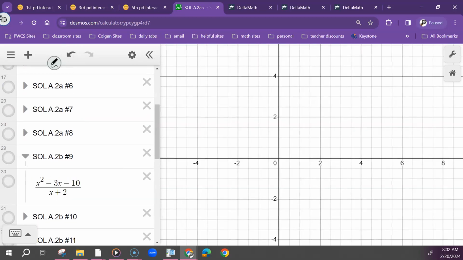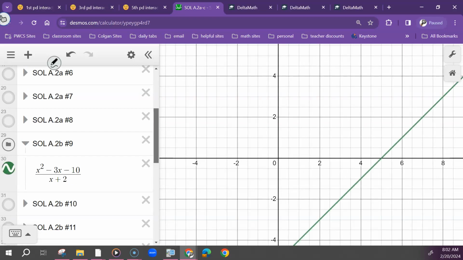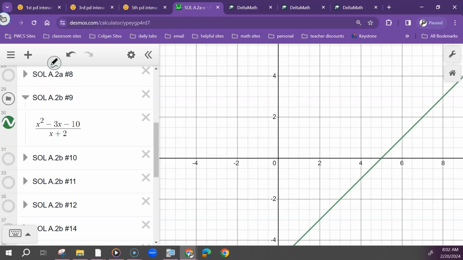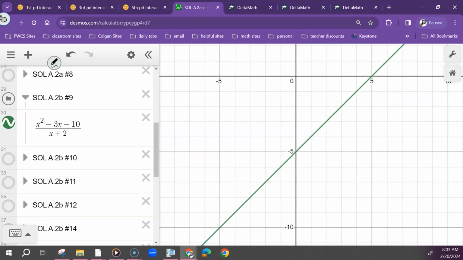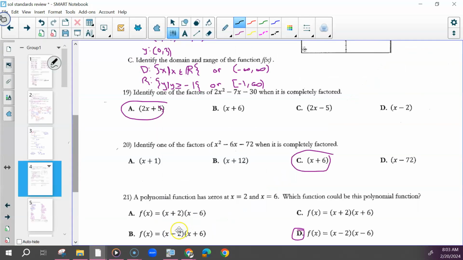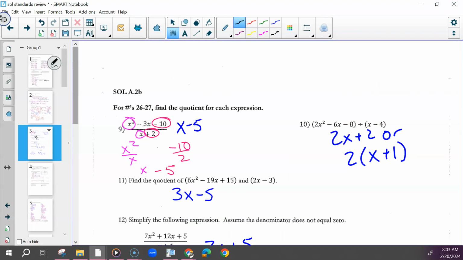And then all of 2b, if you were to put that in, type it in exactly as is, it's going to give you a line. That line, you should be able to find the slope and find the y-intercept. So y-intercept is at -5, slope is at 1. And if we look back at our answer, we got x minus 5. So it's like it's in your slope-intercept form, but without the y equals part.